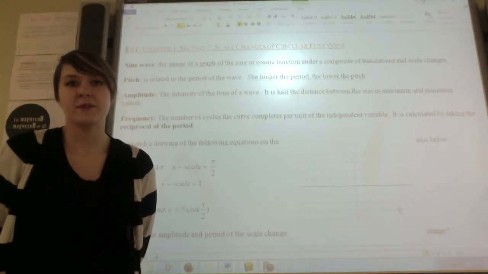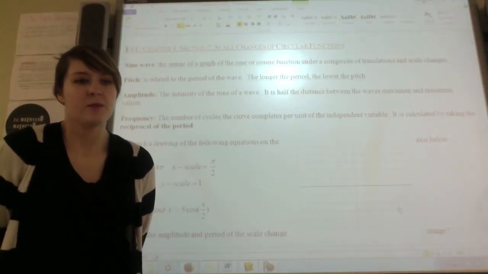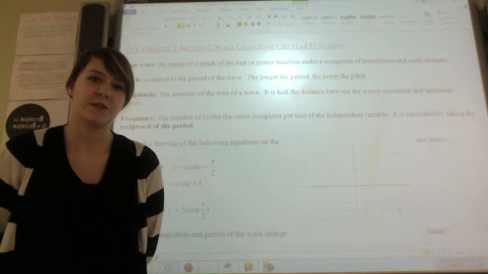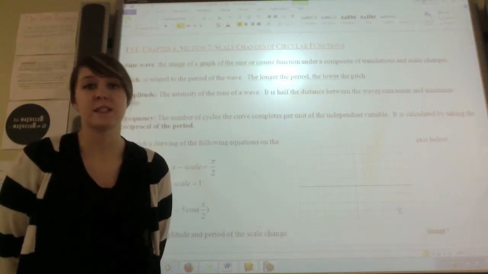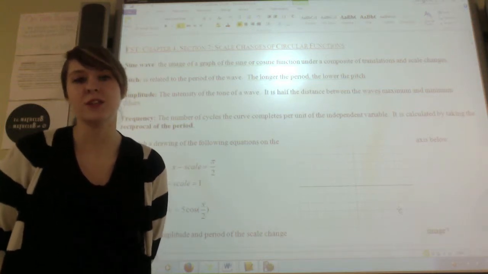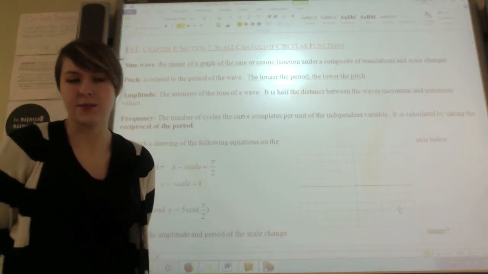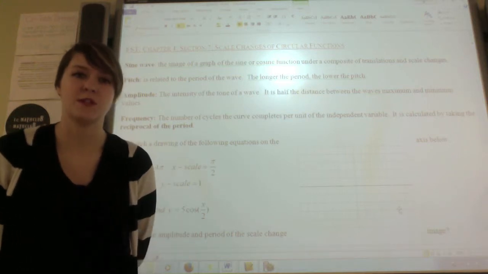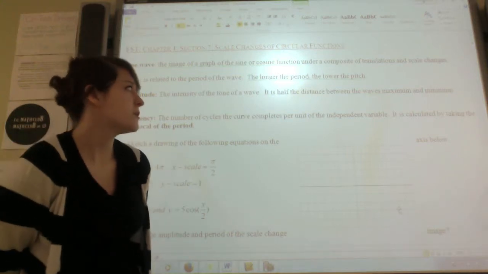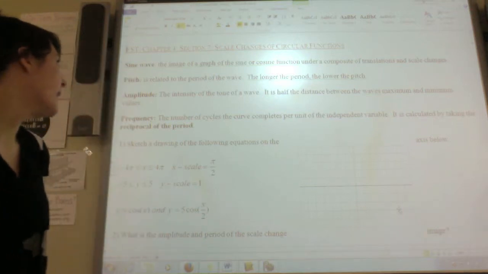Hey guys, today we're doing Chapter 4, Section 7, which is talking about scale changes of circular functions, so functions like sine, cosine, and tangent. And we're not really going to get into it too much with tangent, but we're mostly just going to talk about sine and cosine. So first thing we need to do is talk about some vocab.